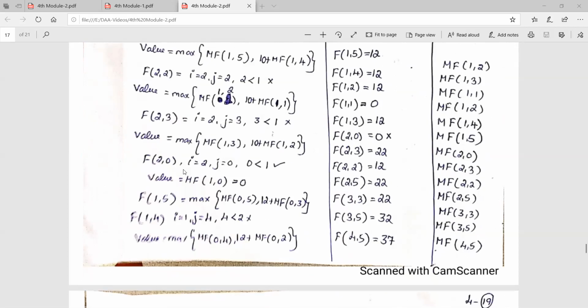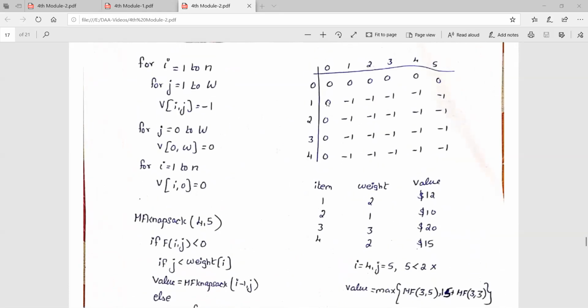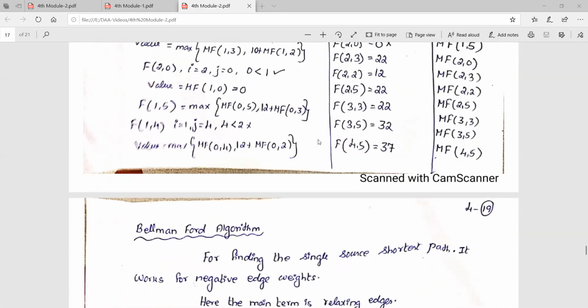So if you take that is 2 comma 0, what is the value? i is equal to 2, j is equal to 0. Now j is 0, less than weight of the object 2, which is 1. So this condition is true. If this condition is true, then we can take only f of i minus 1 comma j. So i minus 1 comma j will be value 0. So 2 comma 0 the value will be 0. Okay, so that we can take it from the table. That is 1 comma 0, the value will be 0.